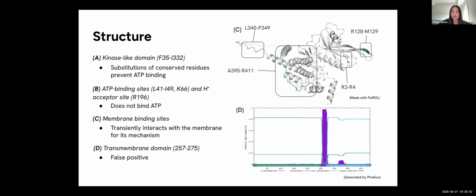Finally, Phobius data in figure D shows that there's a transmembrane helix from residues 257 to 275. Given that this region is within the kinase domain and positioned internally, which is hydrophobic like a transmembrane domain, I concluded that this data is a false positive. The protein may open up to expose this region, but that is very unlikely.